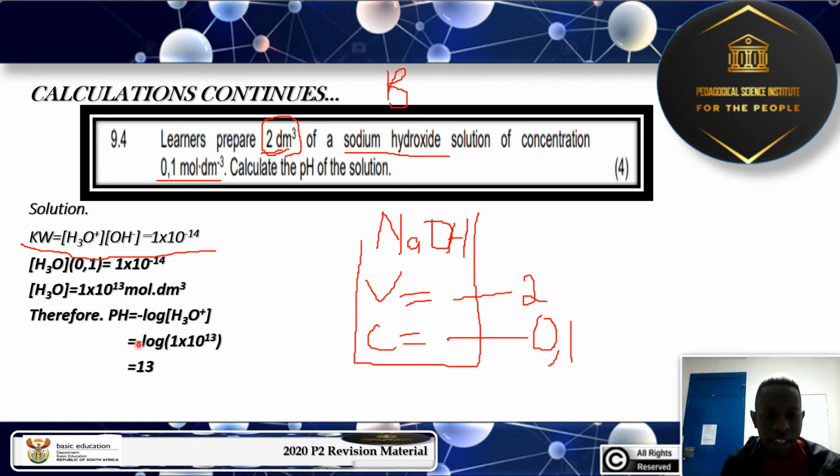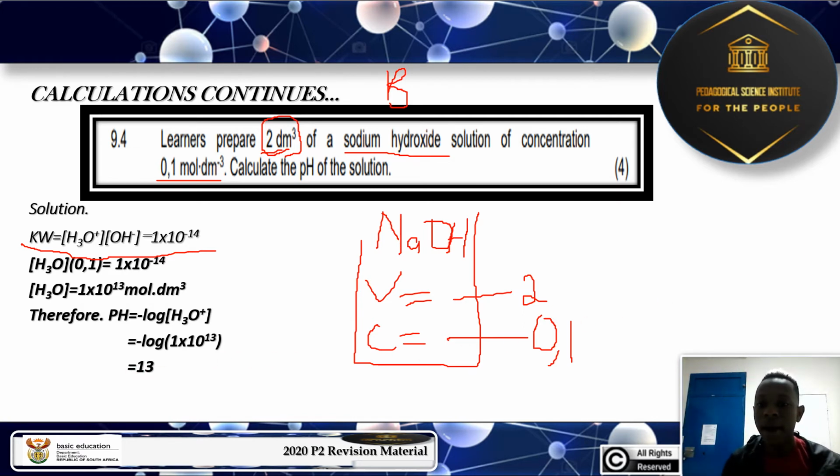Therefore, it's going to be negative log of 1 times 10 to the power 13, which means you are going to punch this in your calculator. Then you are going to get what? 13. And the 13 is correct. Why am I saying that? It is because we know that sodium hydroxide is a strong base. So if it's a strong base, it means that the pH must range from 12 to 13, 14. You see, yes, that shows you that this is a strong base.